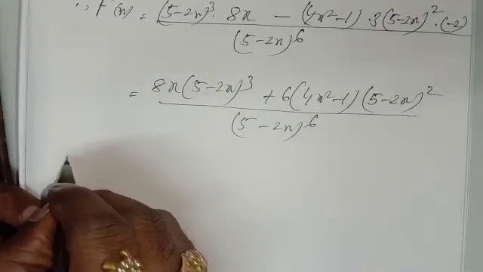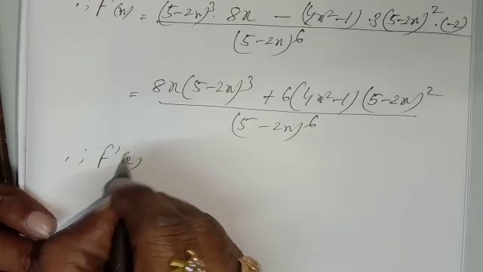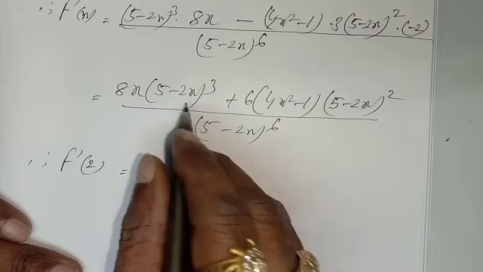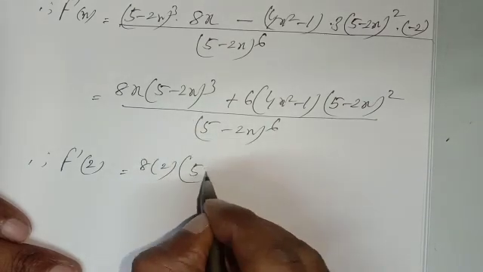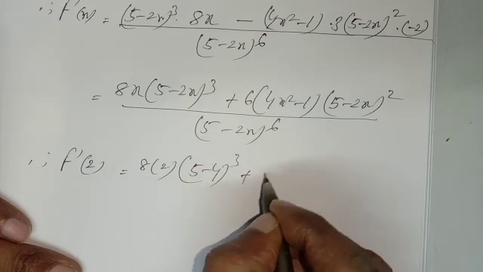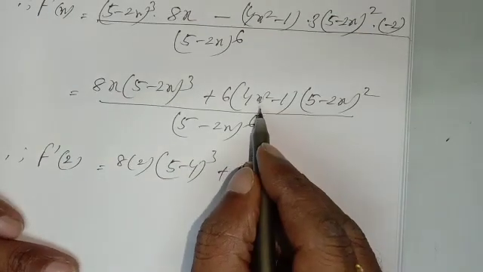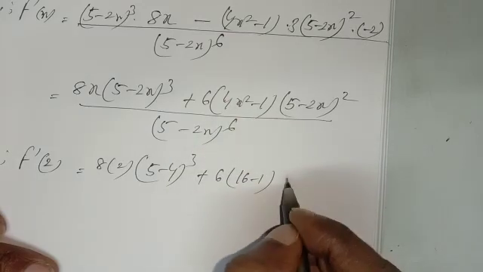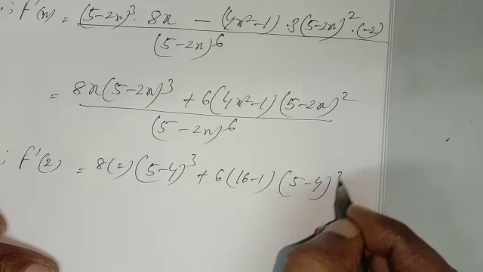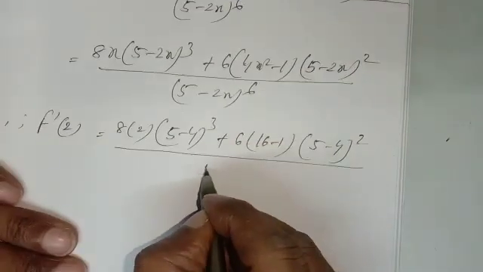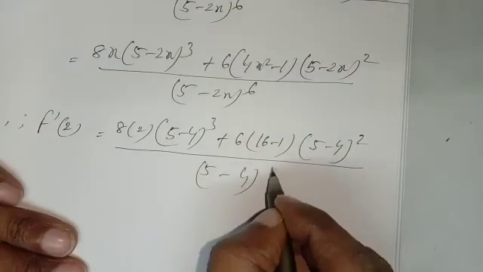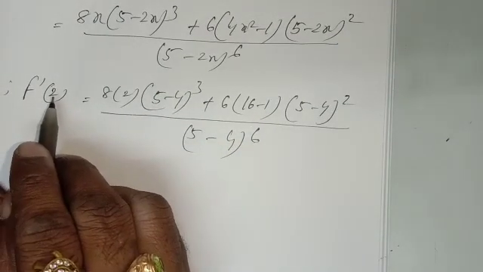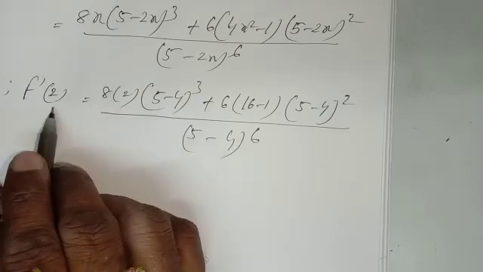Next you have to find out f dash 2. F dash 2 means put in the value of x as 2. This will be 8 into 2, and it will be (5 minus 4) whole cube plus 6 whole into, if I put x equal to 2 here, how much will it get? 2 whole square 4, 4 4s are 16, minus 1, and here (5 minus 4) whole square. Divide by the same thing here, (5 minus 2 into 2) to the power 6. Put in the value x equal to 2, that means the derivative of the given function at x equal to 2.